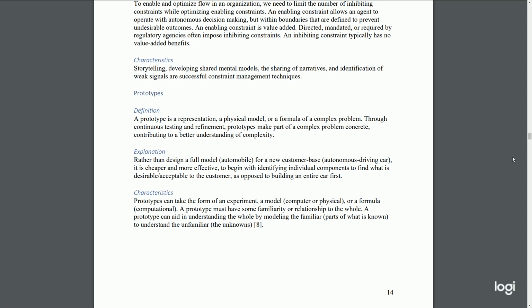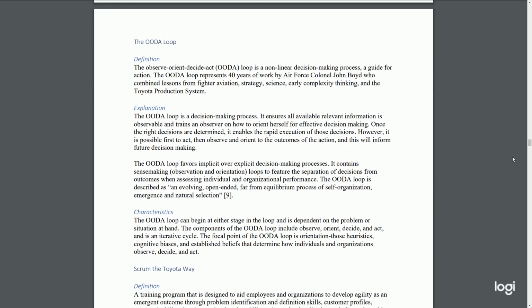Characteristics. Prototypes can take the form of an experiment, a model, computer or physical, or a formula, computational. A prototype must have some familiarity or relationship to the whole. A prototype can aid in understanding the whole by modeling the familiar parts of what is known to understand the unfamiliar, the unknowns.